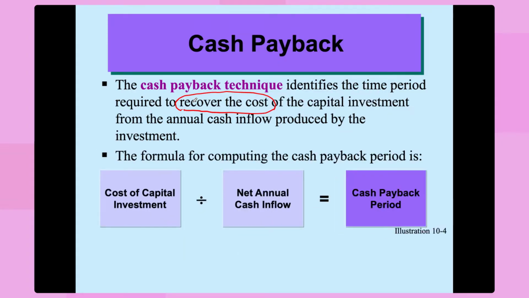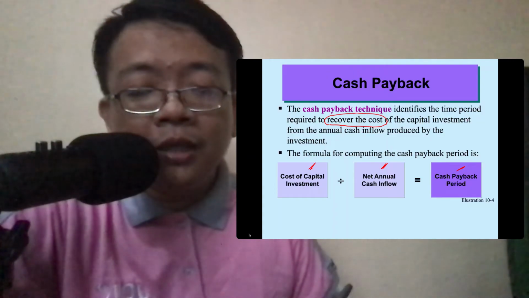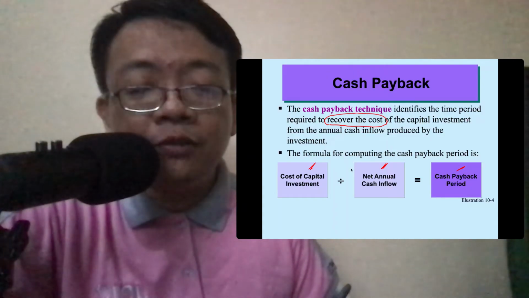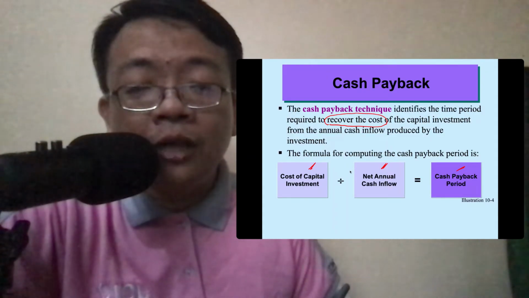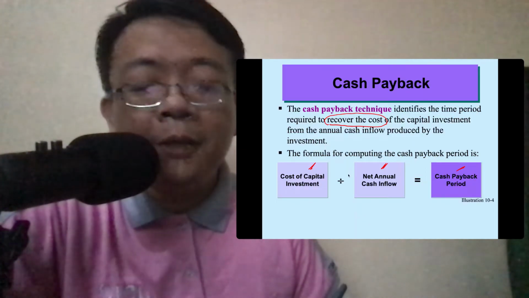So what is the formula to compute the cash payback period? Take note of this one. Cost of capital divided by annual cash inflow. That is basically your cash payback period. Again, the formula here is cost of investment divided by net annual cash flows. That's basically your cash payback period. Okay, take note of the formula.